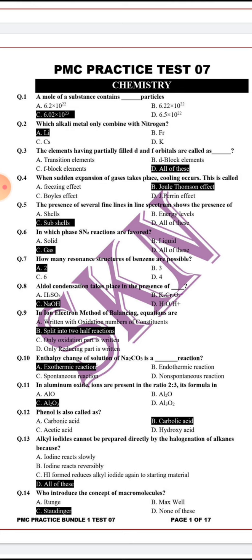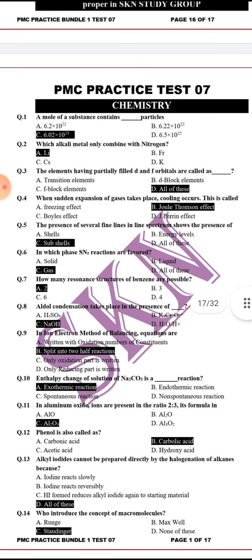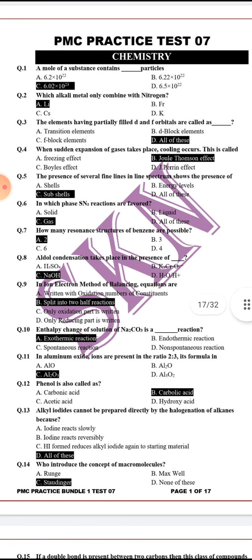And the next MCQ: when sudden expansion of gases takes place, cooling occurs. This is called the Joule-Thomson effect because the scientist Joule-Thomson discovered this effect. So the effect has been named after Joule-Thomson. The correct option is beta.